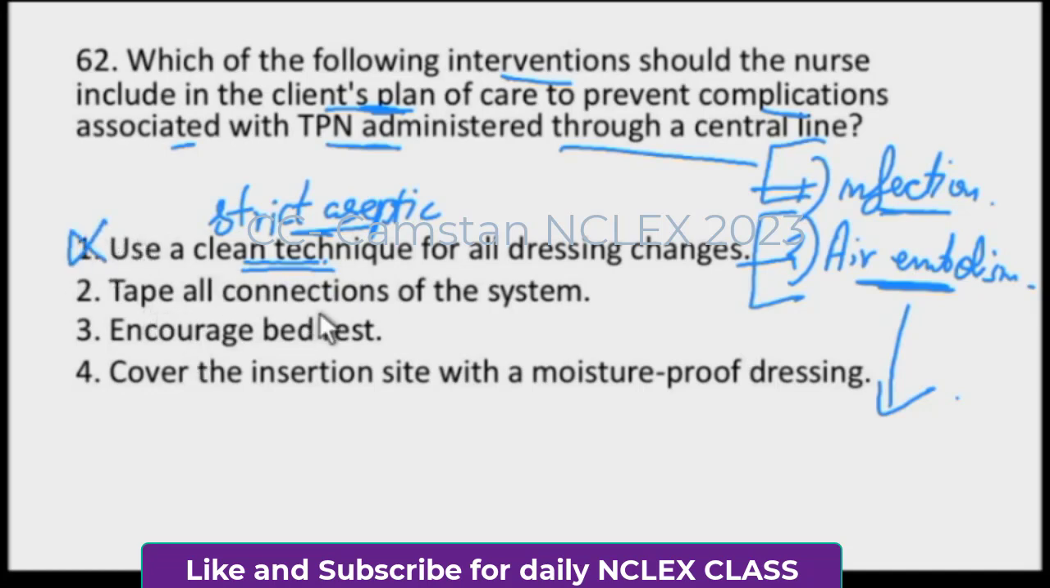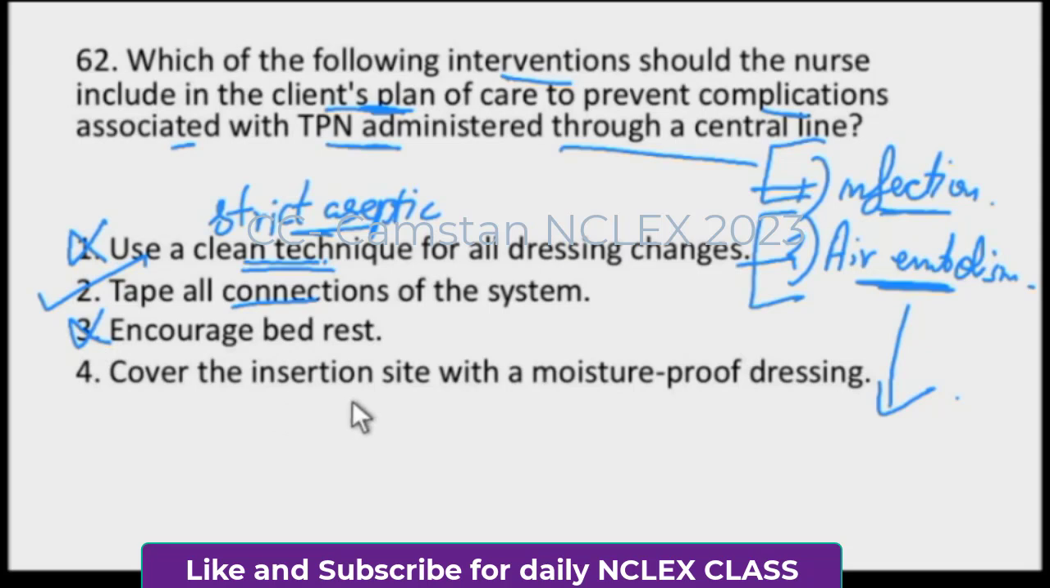Second is tape all connections of the system. Yes, this one is correct because all the connections should be taped nicely so that there should be no leakage, right? Third is encouraging bed rest. Well, ambulation and activities of daily living are encouraged and they should not be limited. So this option is incorrect.